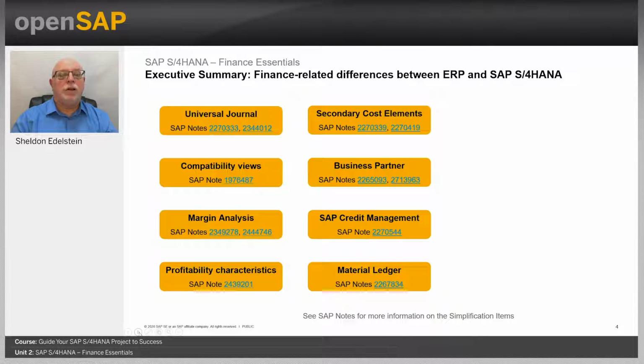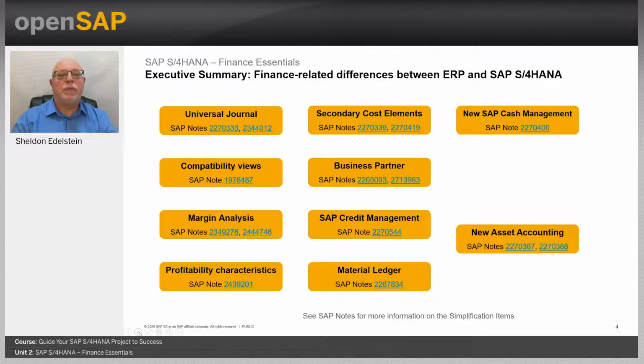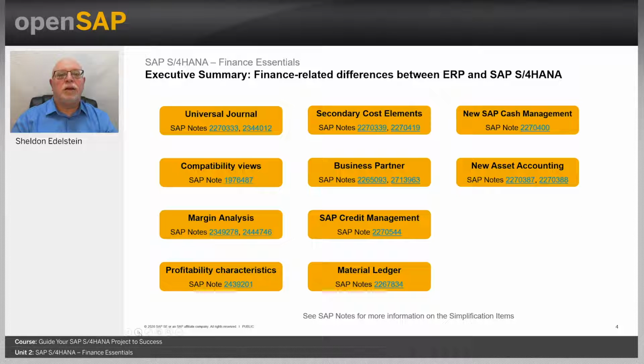Material ledger activation is mandatory in S4HANA. However, the use of material ledger for actual valuations is still optional. Classic cash management has been replaced by new SAP Cash Management, containing a variety of new features based upon FSCM functionality. Classic asset accounting has been replaced by new asset accounting, which eliminates a significant amount of complexity around the solution. For example, delta depreciation areas are no longer required for parallel valuations.